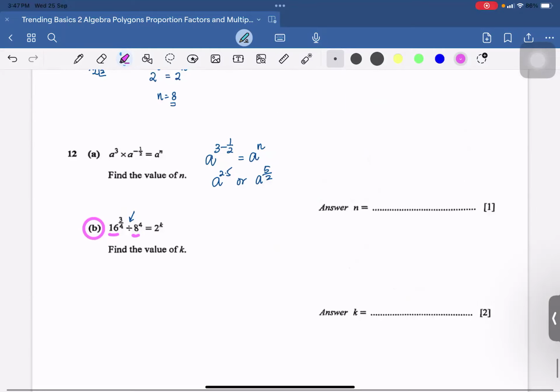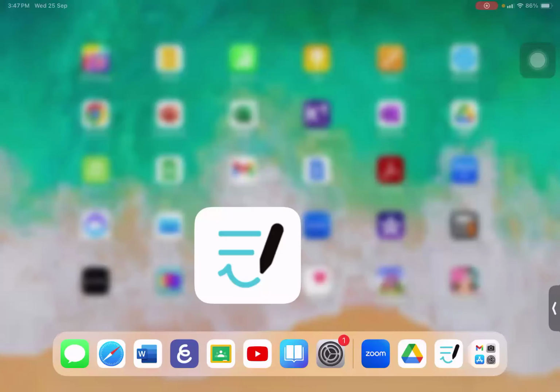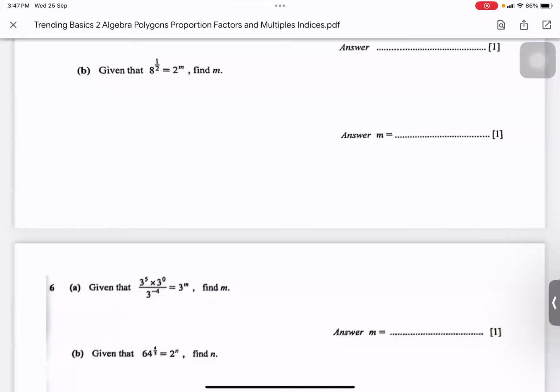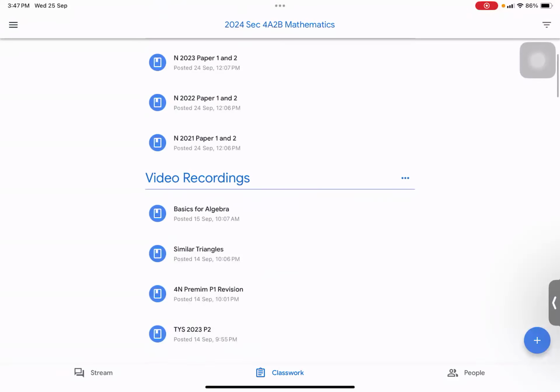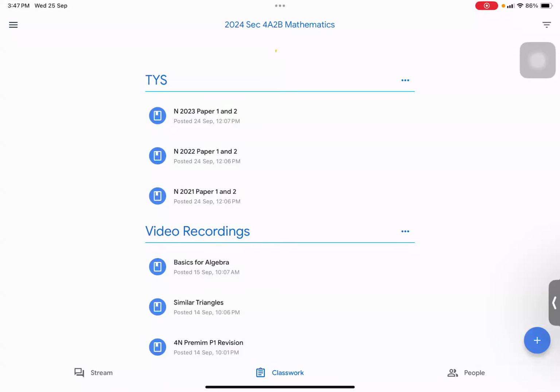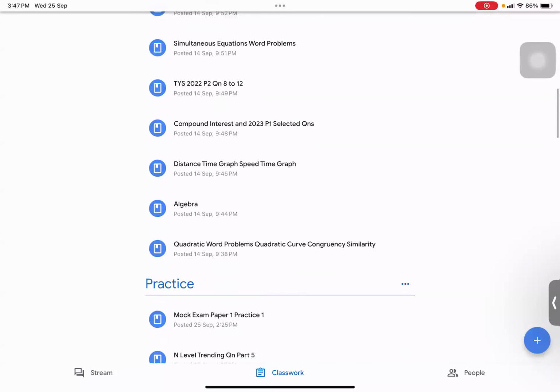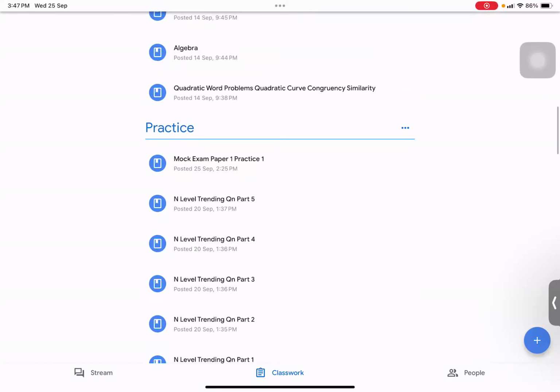Then I want to start trending question part 3. Today I sent out a practice paper on Google Classroom. I sent it to your class chat as well. It can be found under Google Classroom, practice mock exam paper 1, practice 1. I tried to model after one of the year's papers and pick relevant questions for you to try out.